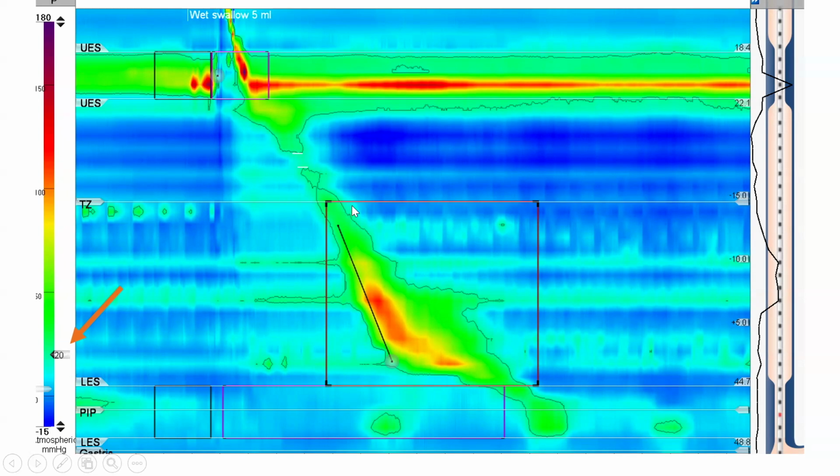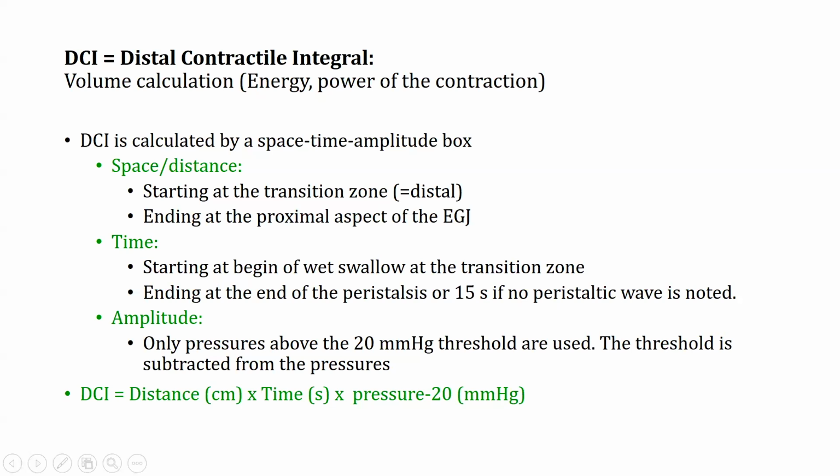Okay. So again, the DCI is a volume calculation. I am measuring the space, meaning starting from the transition zone from the UES and ending at the EG junction. And also I am measuring the time, the progression of the peristalsis, starting again from the wet swallow, once the patient starts swallowing, and it ends, say, after 15 seconds, or as I mentioned, we have to wait 30 seconds to make sure that it's cleared.